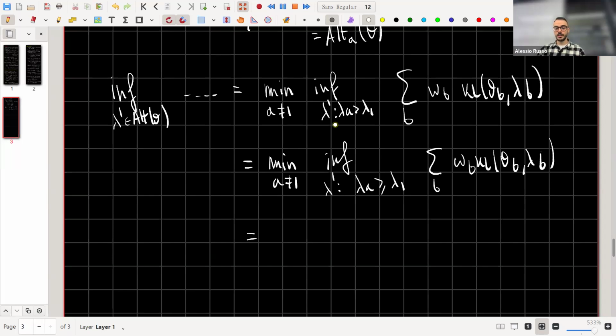If you are trying to minimize, since the KL is non-negative, and the same for W B, you can just choose lambda B to be equal to theta B for all the B's different from 1 and A. Let me repeat: since W B times KL is always non-negative, because the KL is non-negative and W B is a probability, and the constraint doesn't involve any arm except A and 1, you can always set all the other values of lambda equal to the same value of theta. So you can set lambda B equal to theta B for B different from 1 and A.